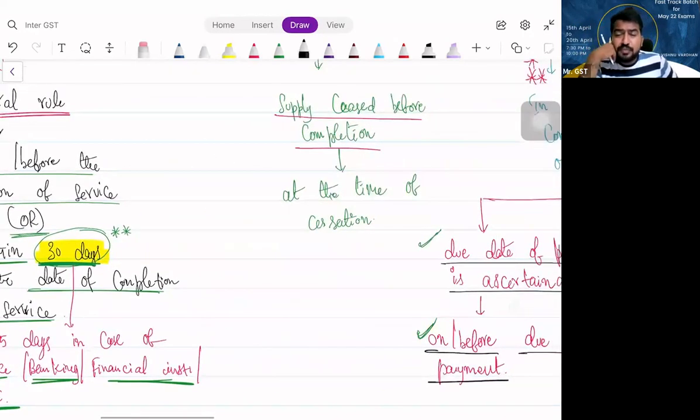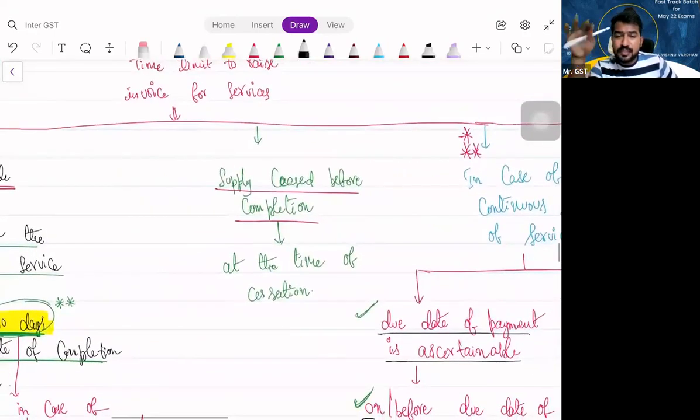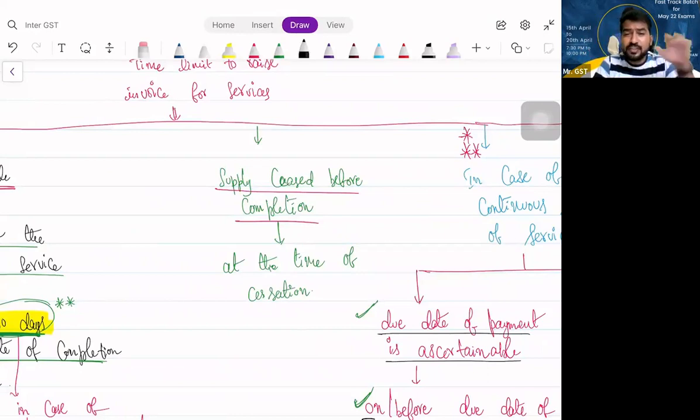Sir, if the supply ceases before completion, the next possibility, I will give you time to copy. First listen. If the supply ceases before completion, what does it mean? I told 10 days GST lectures. After attending 4 days, you decided Vishnu sir doesn't know to teach GST at all. So you are just cancelling the classes. You are cancelling, not me. So supply stops before completion. Ceases means stops. In that case, at the time of cessation, I should raise the invoice.